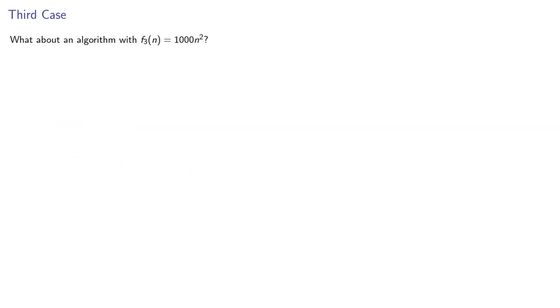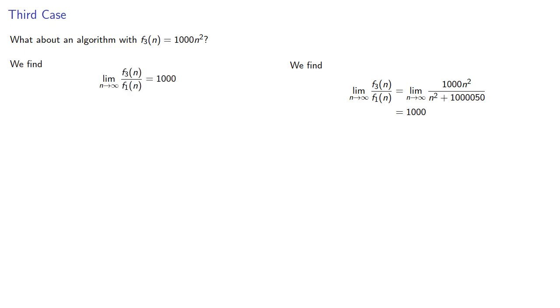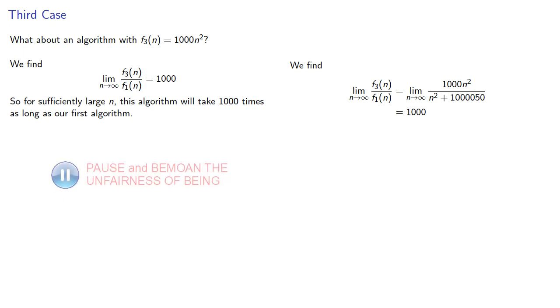What about an algorithm that requires 1000 n squared steps? Now, we find that the quotient of the number of steps between the first and third algorithm is 1000. So for sufficiently large n, this algorithm will take 1000 times as long as our first algorithm.